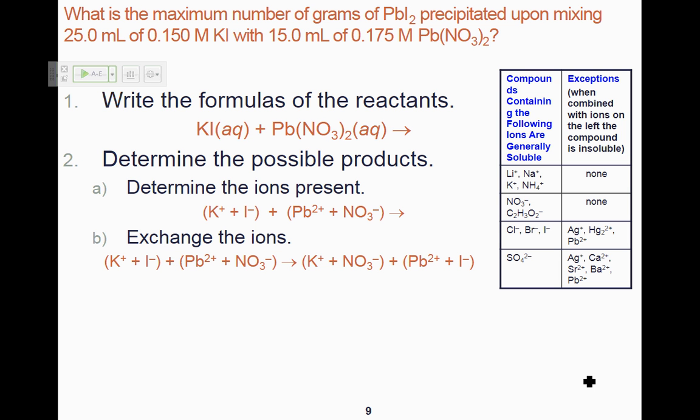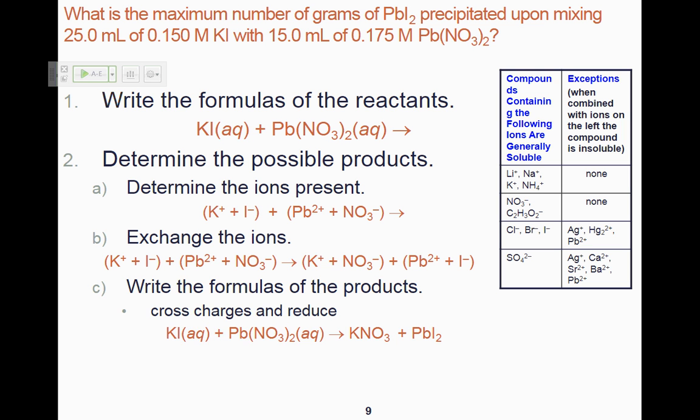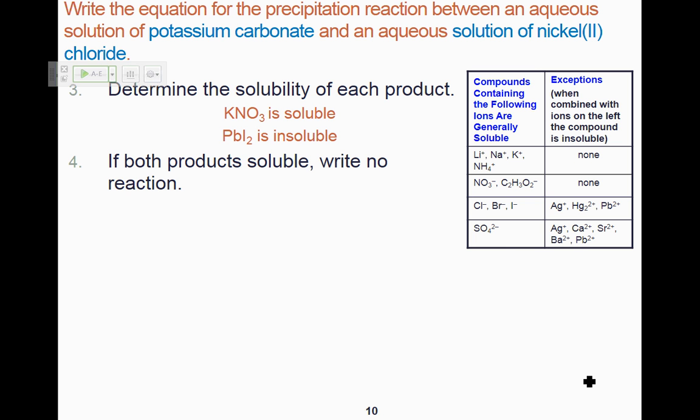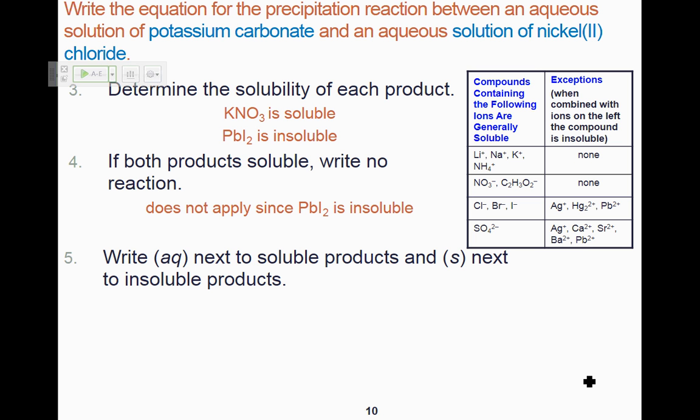Potassium is going to now be exchanged with NO3 minus and lead with iodide. And then we're just going to draw our products. Looking at our solubility rules, we see KNO3 is soluble, but clearly PbI2 is insoluble. Our question tells us that. So that's pretty helpful. So, since it's insoluble, here is our equation. Our last step is to balance it.